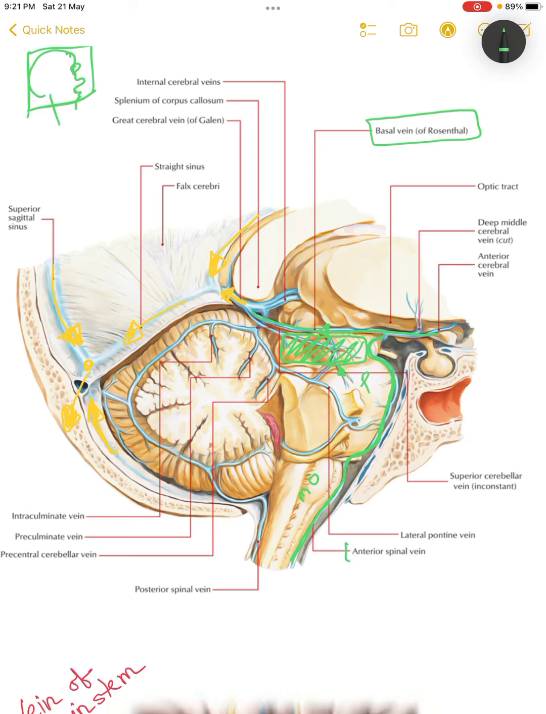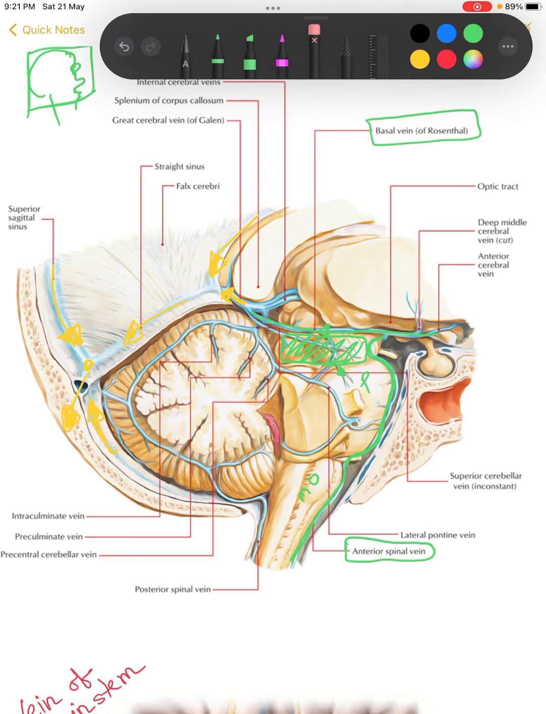Now see, at the end, it is fusing with our anterior spinal vein. So remember, the midbrain has a connection with the spinal veins. It is a continuation of the anterior spinal veins.